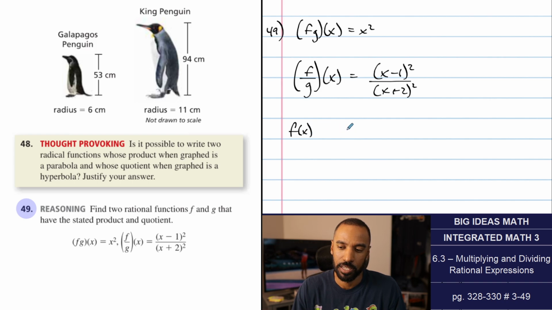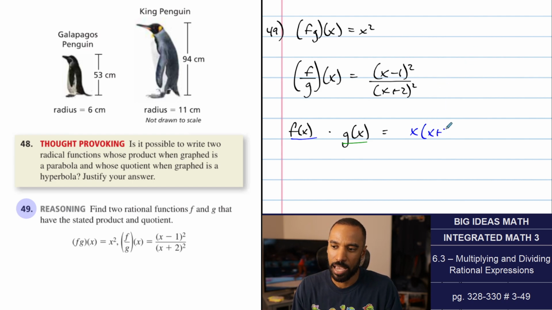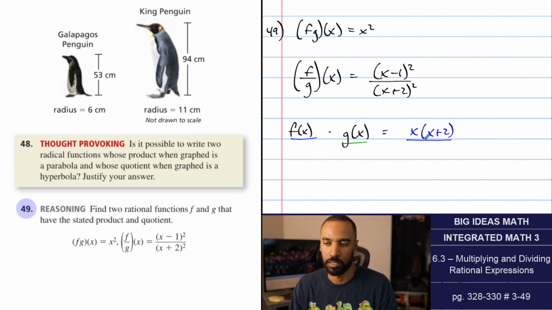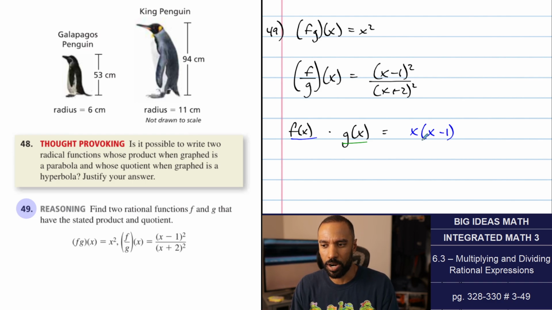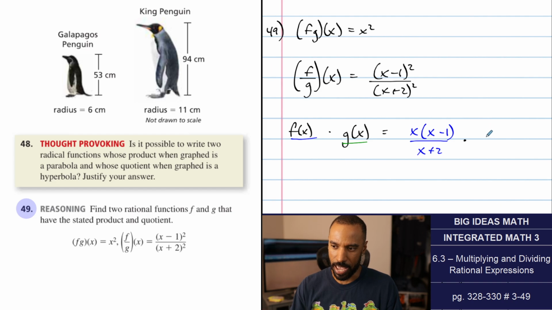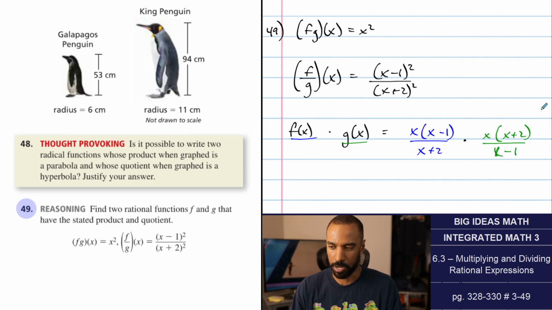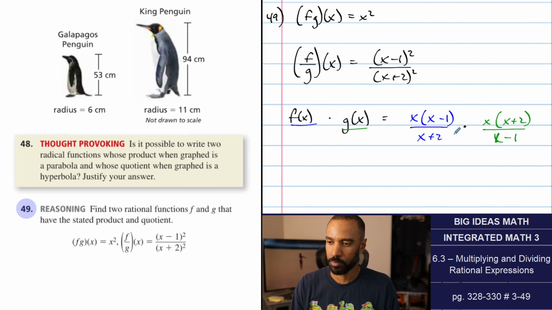If I had an f of x times g of x split, we could have this as blue and green. In blue, I have an x on top, and I need the x minus 1's, so x times x minus 1 over x plus 2. Then I'm multiplying it by a g of x that also has an x, but with an x plus 2 on top and an x minus 1 on bottom. The x minus 1's would cancel, the x plus 2's would cancel, and you'd be left with x times x, which is x squared. So that would work out.